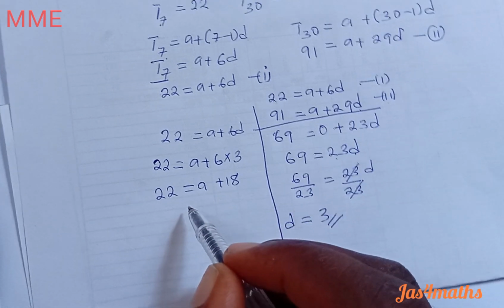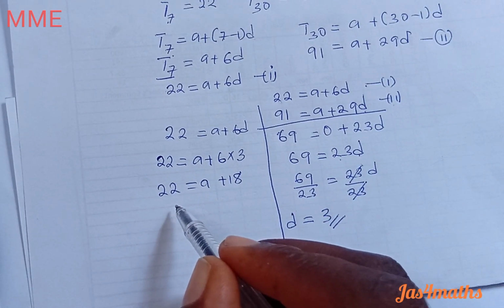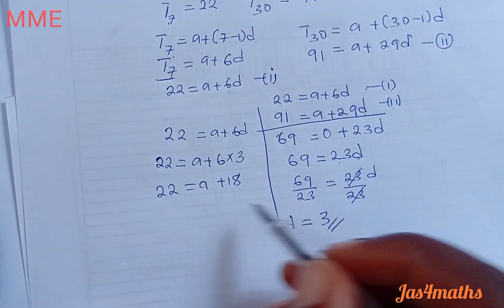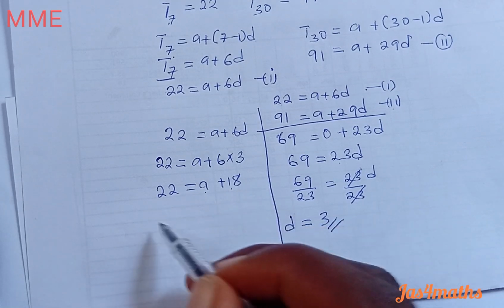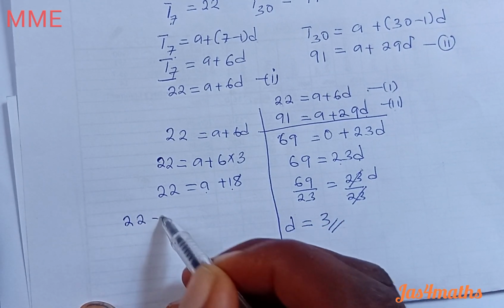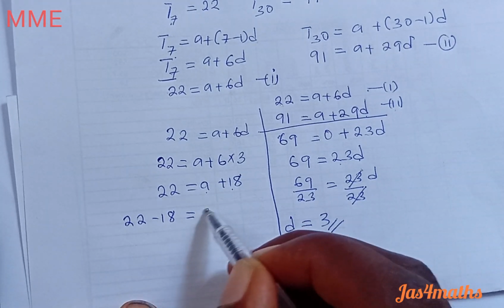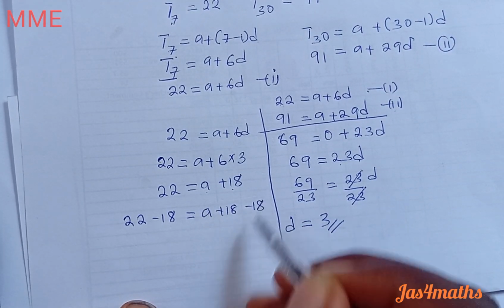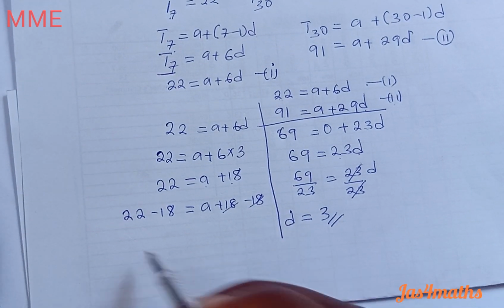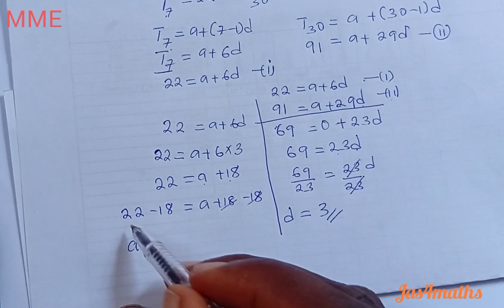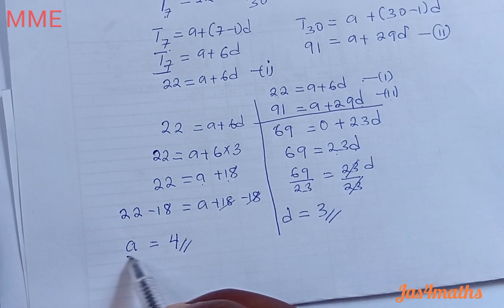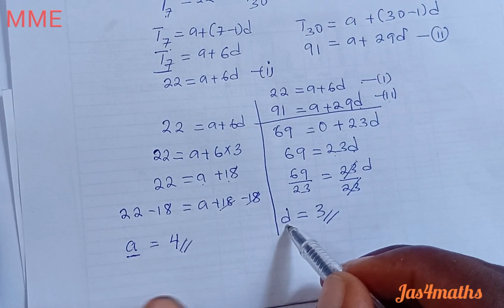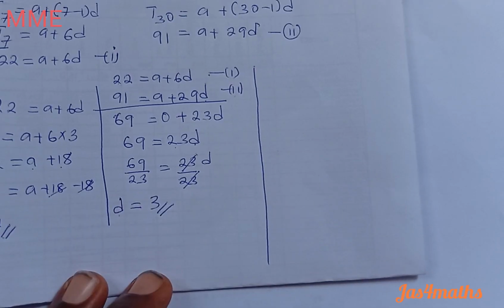So in that case, we are going to collect our like terms. Since we are trying to look for A, we are going to subtract 18 from both sides. So we have 22 minus 18 is equal to A plus 18 minus 18, where this and this will go. Therefore your A is 22 minus 18, which is 4. So your first term A is 4, and D is 3.